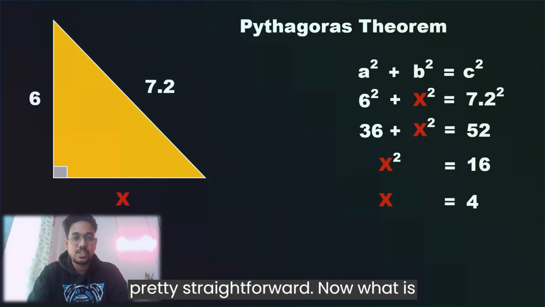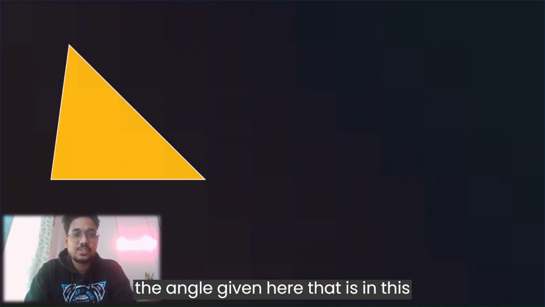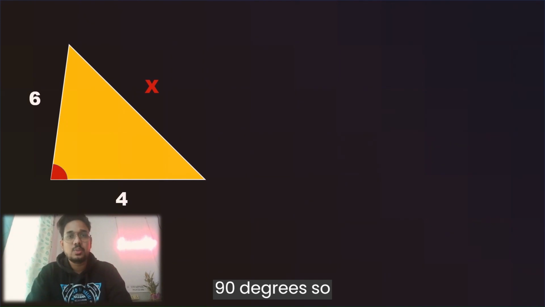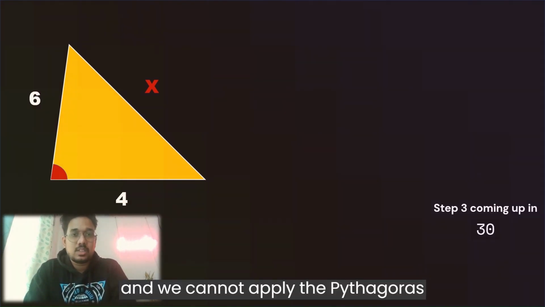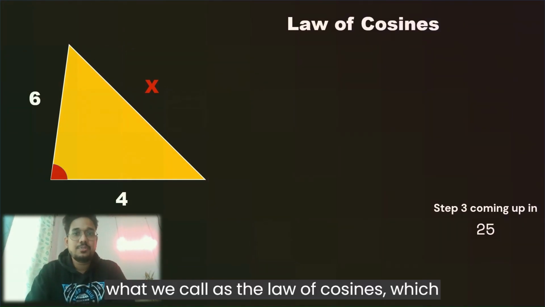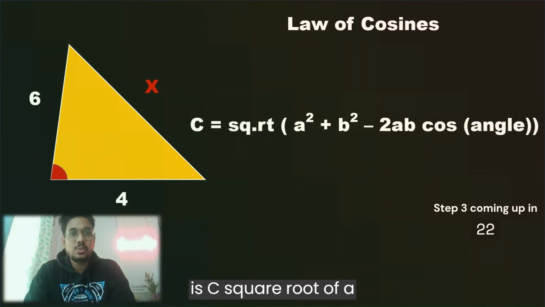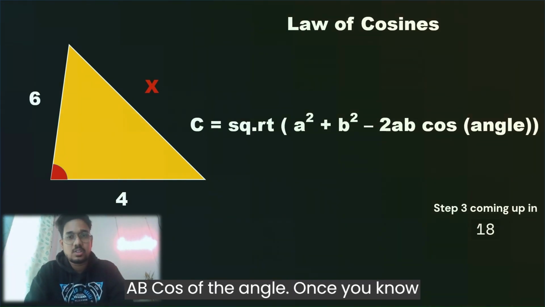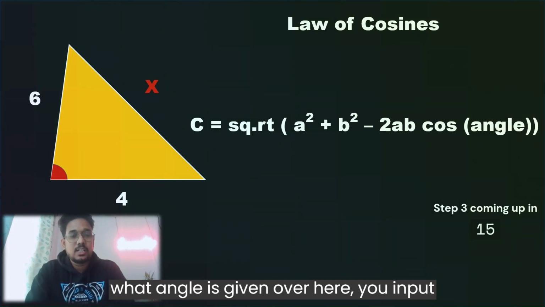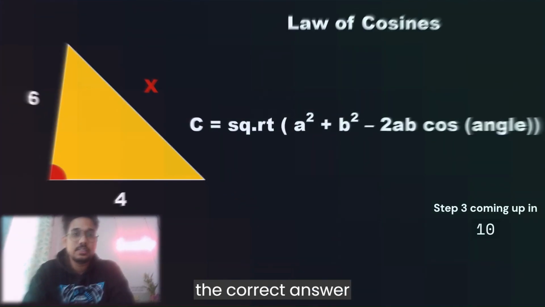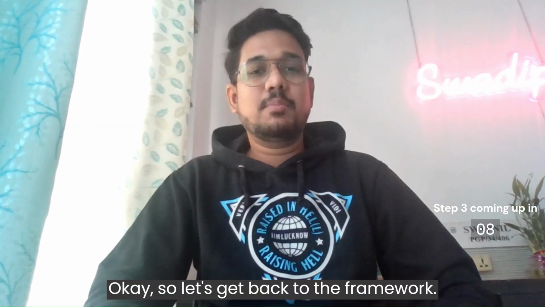So that's pretty straightforward. Now what if the angle given here, that is in this triangle, is not 90 degrees? Then we cannot apply the Pythagoras theorem here. So now we have to apply what we call the law of cosines, which is c equal to square root of a square plus b square minus 2ab cos of the angle. Once you know what angle is given over here, you input that in this formula, and that gives you the correct answer. Okay, so let's get back to the framework.